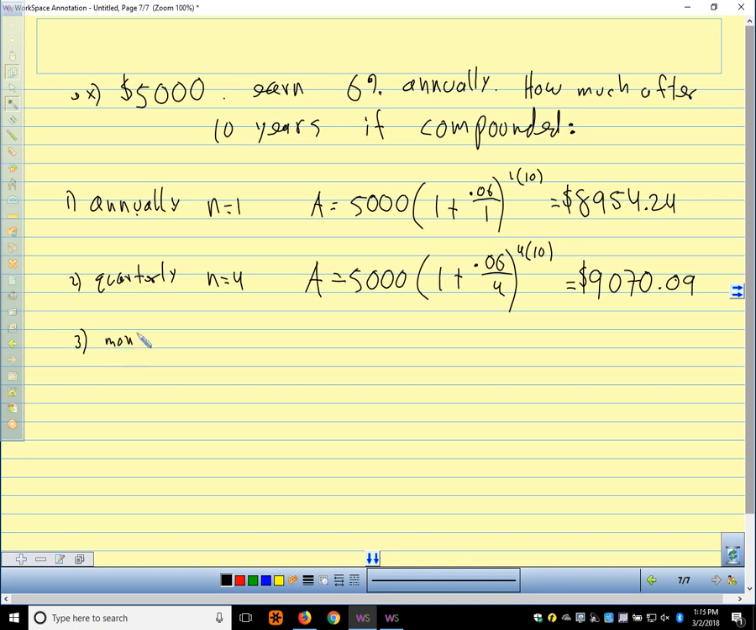Monthly. N equals 12. So our amount is 5,000 times 1 plus 0.06 over 12, and 12 times 10 is our exponent. And in that case, we get 9096.98. Notice we keep going up, but not super fast.